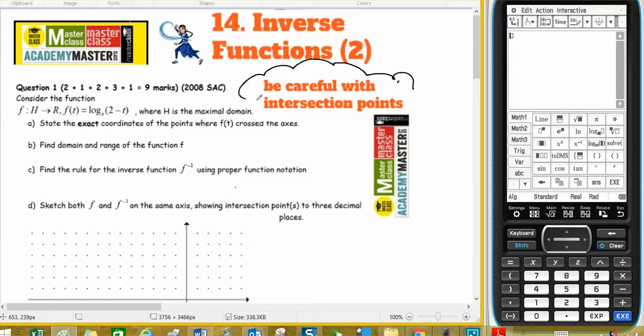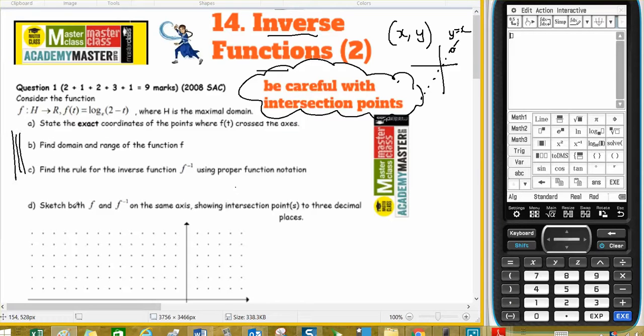because of intersection points. We assume that for all inverse functions, the x and the y coordinate will be identically the same because the intersection point will lie on the line y equals x. That is not always the case. With logarithms, that's an example where it won't be the case. And this question here is a case in point.